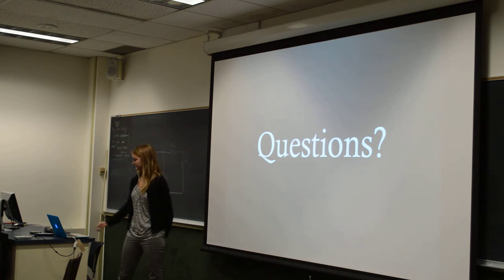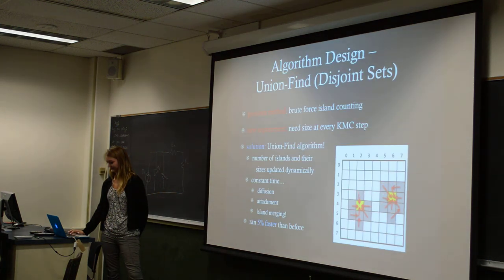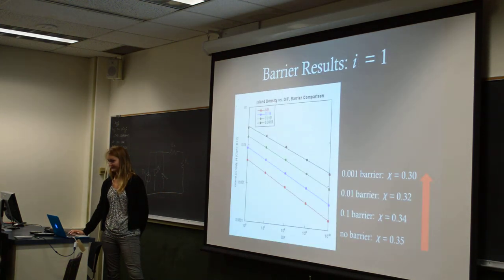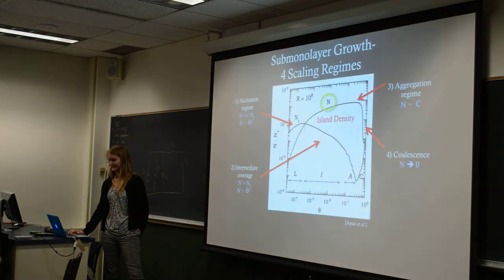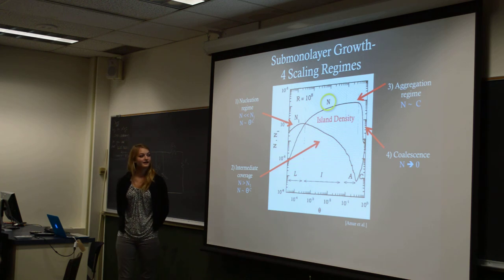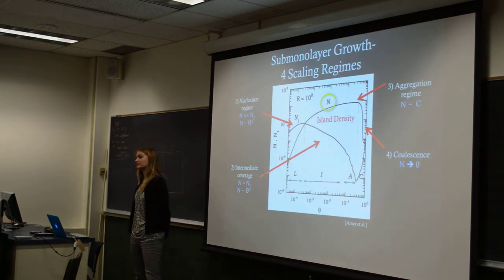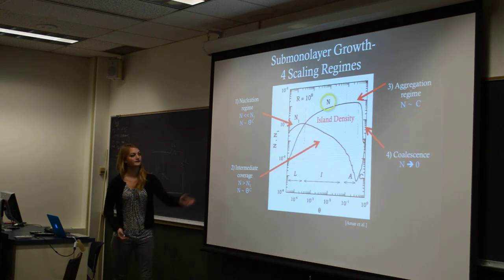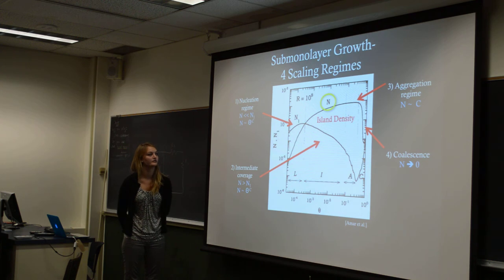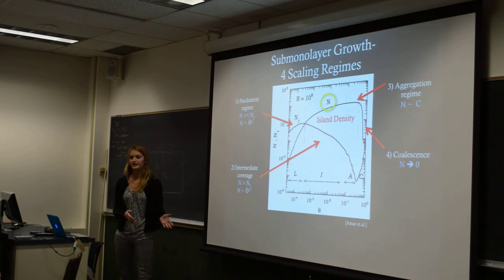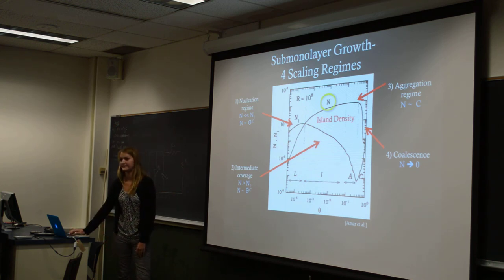Can you go back to your first plot? Very beginning, like the second slide. Can you tell me what theta is and what the other axis is? Yeah, so theta is the coverage, which is the fraction of the substrate that's covered in particles. In my simulation, it's just the number deposited divided by the lattice size. And the axis here is the density of monomers and islands, which is the number of monomers divided by lattice size, and the number of islands divided by lattice size. Okay, thank you.